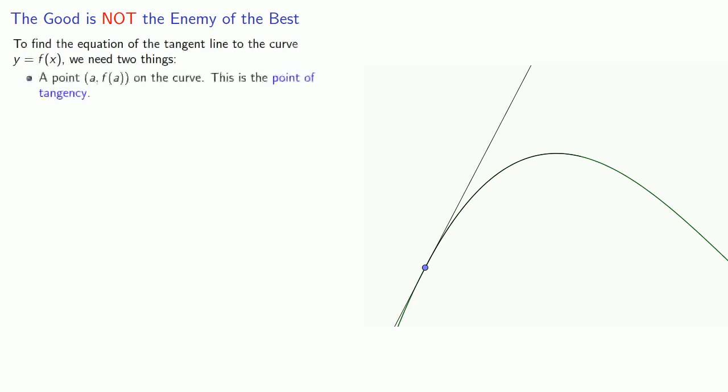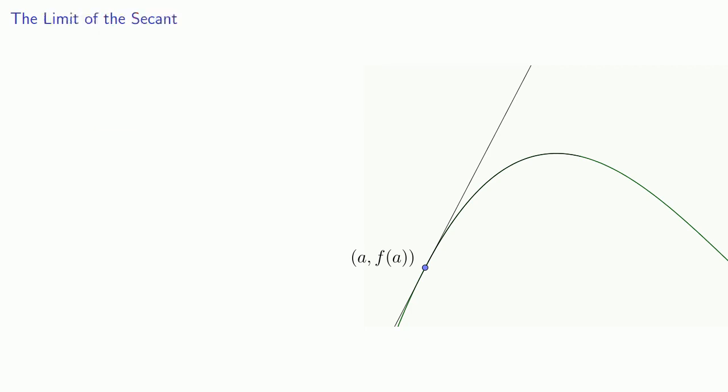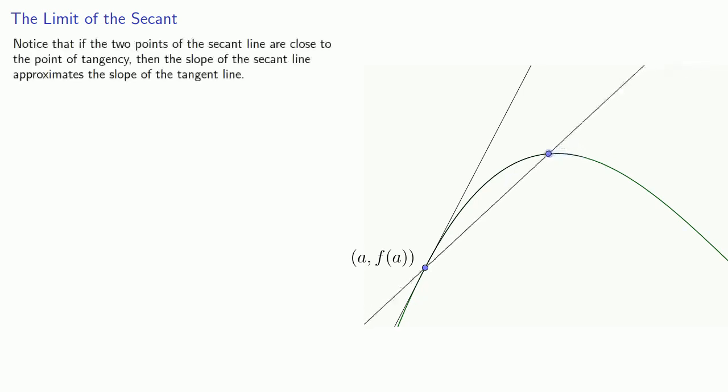So how do we solve the problem of finding a tangent to a curve? To find the equation of the tangent line to the curve y equals f of x, we'll need 2 things. First, a point a, f of a on the curve. This is the point of tangency. And second, the slope of the tangent line. So how do we find that slope? Well, let's go back to the secant line. So remember, the secant line runs between 2 points on the curve. So notice that if the 2 points of the secant line are close to the point of tangency, then the slope of the secant line approximates the slope of the tangent line.